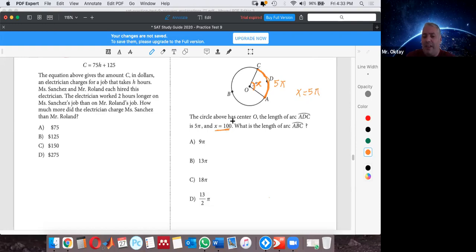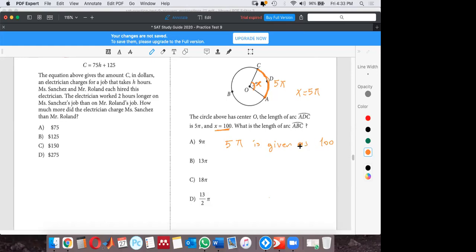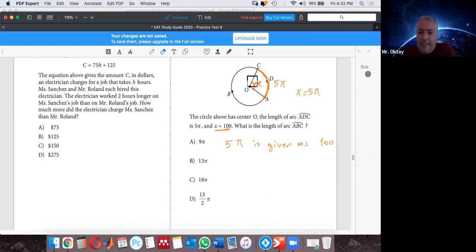By the way, this is not degree. This is just 100. So I am saying that 5 pi is given as 100. Okay? Now I am saying that since here it says x degree, so this is central angle. That means 100 degrees now being 5 pi.